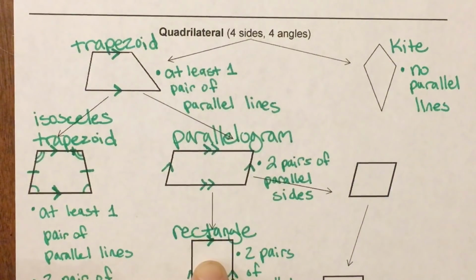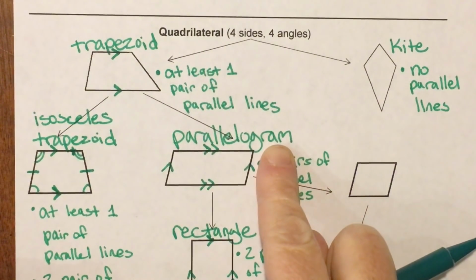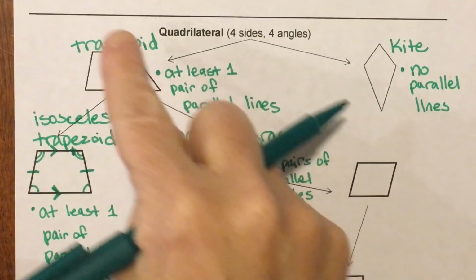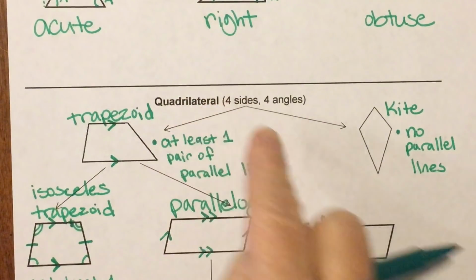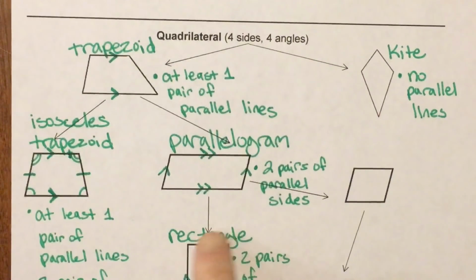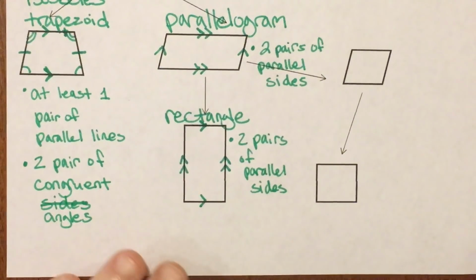So we call it a rectangle, but you would be correct if you said it was a parallelogram. You would also be correct if you said it was a trapezoid. You would also be correct if you said it was a quadrilateral. So this shape has a lot of different names.